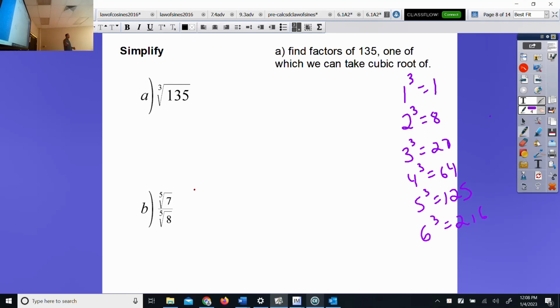So I just made a small list there. Which of those numbers might be factors of 135? 27. How many times 27 are? That's right, 5. So what you do is you view this as the cubic root of 27 times 5. And that is something you can do. You can simplify it, make it look just a little bit more exact. What is it? It's 3 cubic roots of 5.